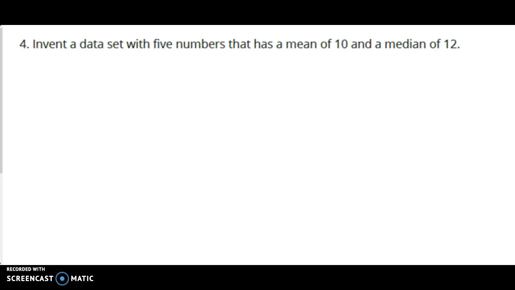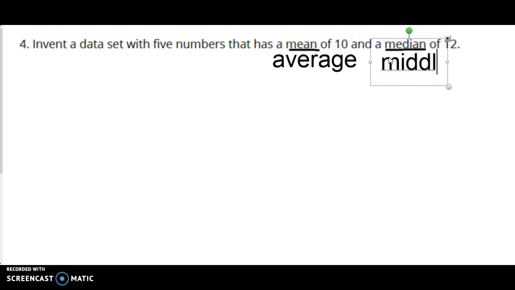Number 4: invent a data set with 5 numbers that has a mean of 10 and a median of 12. So we talked about this word yesterday, mean. Underneath mean, I want you to write average. And then median has been our focus today. Every time we've seen the word median, we've written down middle.